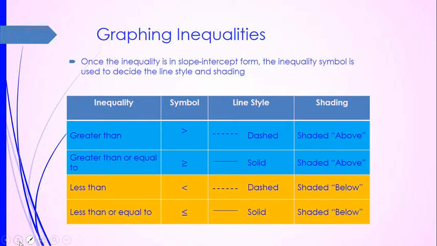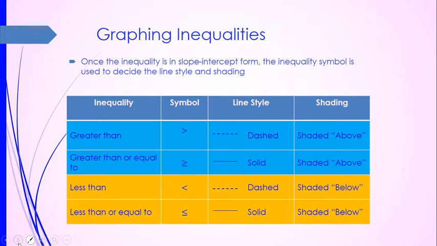Where you shade and what the line style is depends only on the inequality symbol once the inequality is in slope-intercept form. So I want you to take a moment and copy this table into your notes, because this table and this table alone is going to allow you to graph inequalities the exact same way that you graphed the equation of a line.